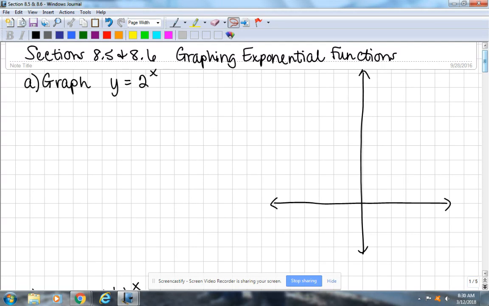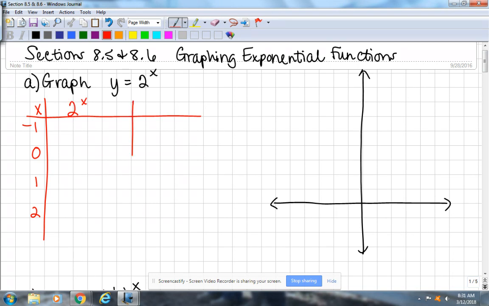So when I'm picking my x values, I want to pick numbers that are close to 0. Okay, you want to do some that are negative and some that are positive. So the ones I would suggest you pick are negative 1, 0, 1, and 2. All of these should say y equals something. So it's going to be 2 to the x power. Plug that in, we'll get a y value, and then we'll get an ordered pair. And once we get all ordered pairs, we're going to graph the function.